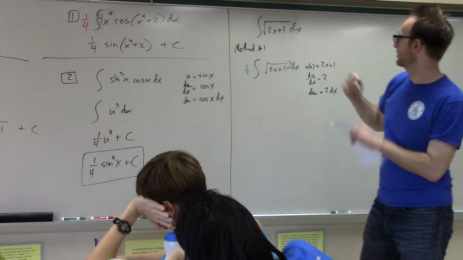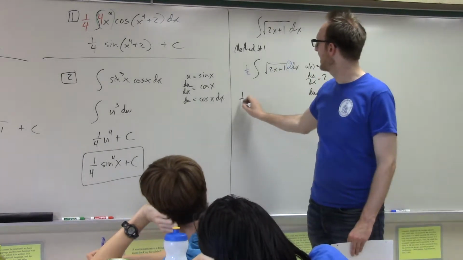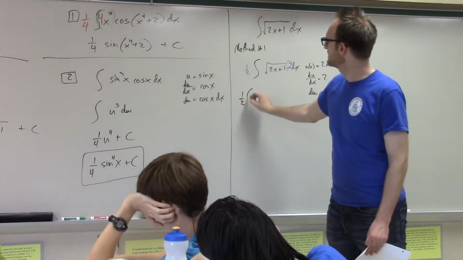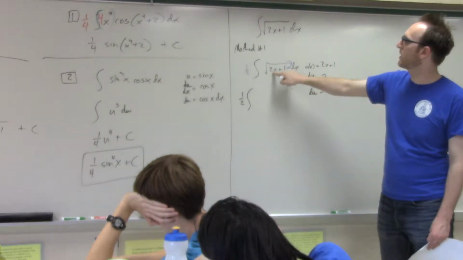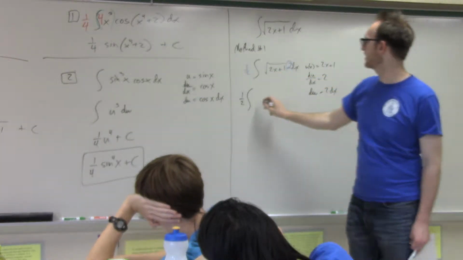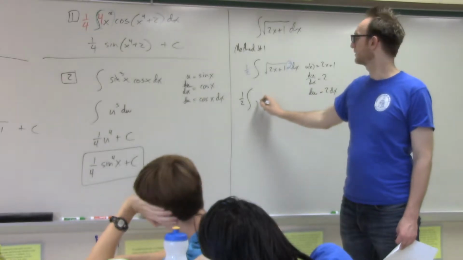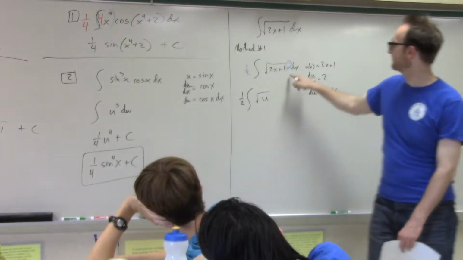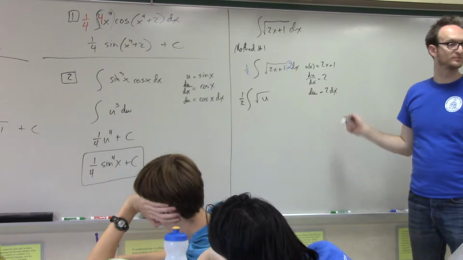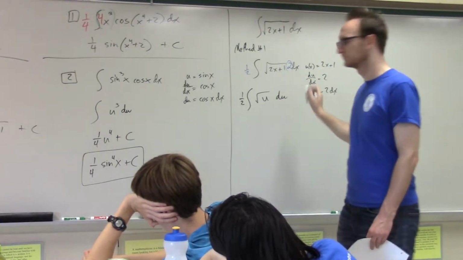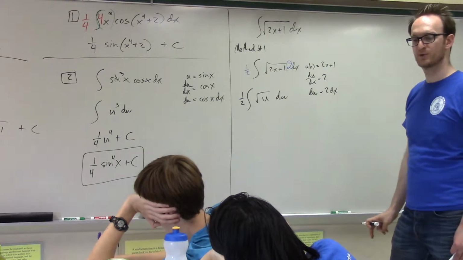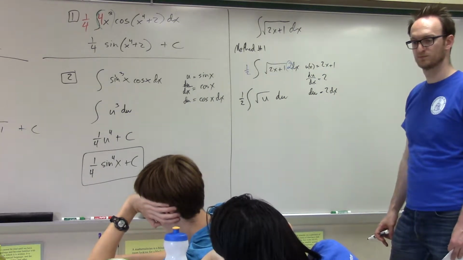This problem turns into 1/2 antiderivative. Well, instead of square root of 2x plus 1, it's really like the square root of u, and in place of 2 dx, I write du. Are we cool? So am I going too fast, or just right? Too fast.